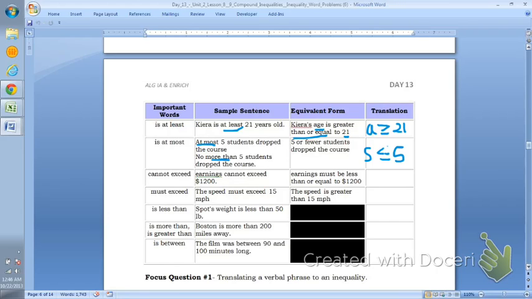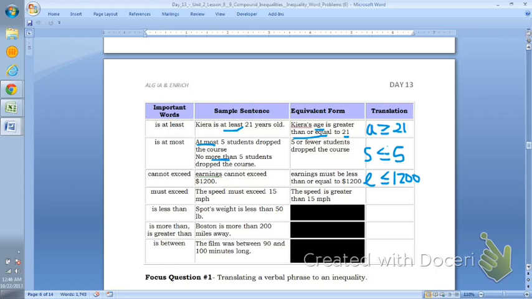The next example, cannot exceed. Well, what does that sound like? Does that sound like a maximum or a minimum? There must be a maximum. Earnings cannot exceed $1,200, so that's the max. So which way would it go? You need to eat your max, right? Earnings is less than or equal to 1,200.